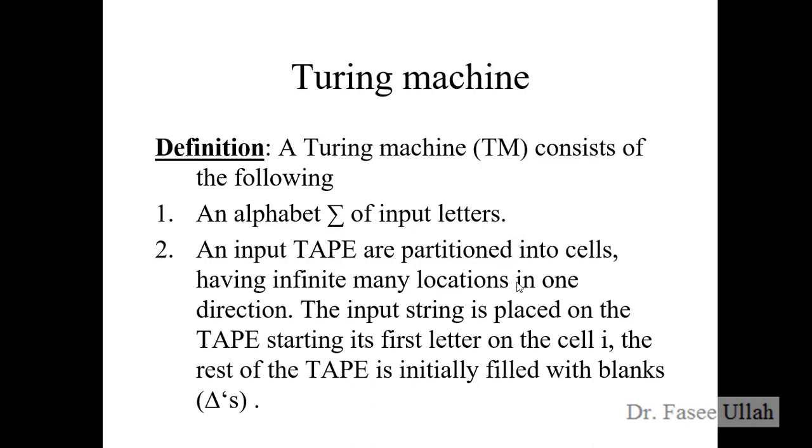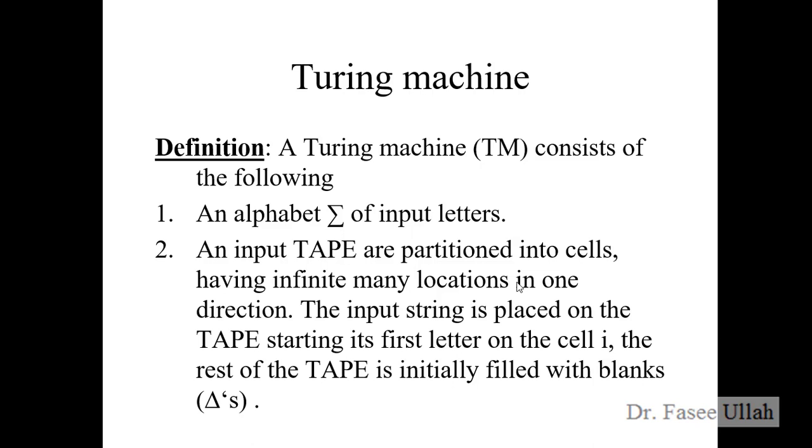The input string is placed on the tape, with the first letter on cell i. What is cell i? That is actually the location of the cell. It is denoted by cell i, j, k, and so on. You can also use 1, 2, 3 or A, B, C. It's up to you. But usually in mathematics or such subjects we use i, j, k, x, y, z.